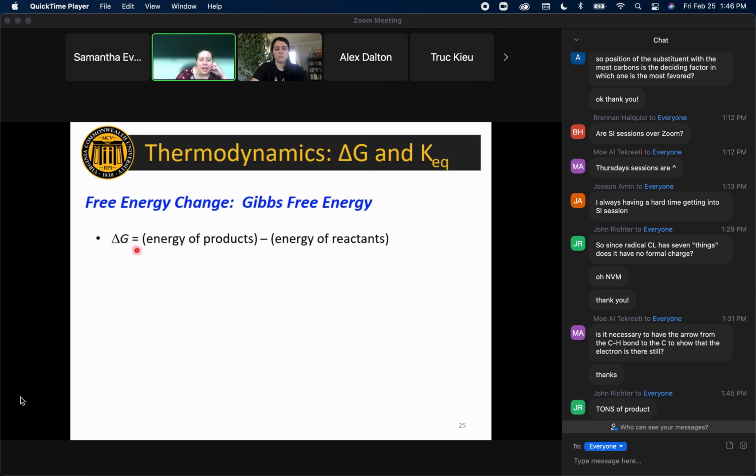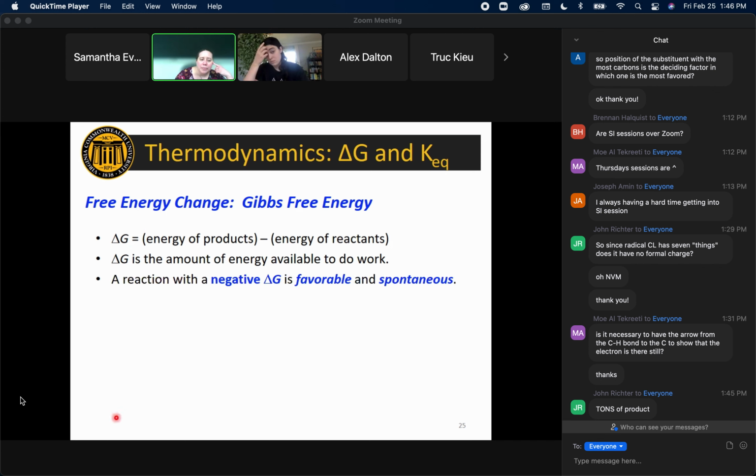The delta G for the reaction, so the free energy overall for the entire reaction, can be defined by taking the free energy of the products and subtracting the free energy of the reactants. So what is delta G anyways? Well, it's the energy that you either have to do the work or the energy that it takes to do the work.